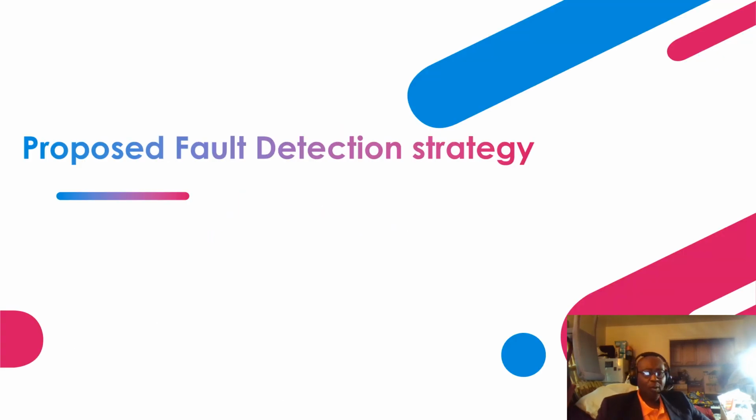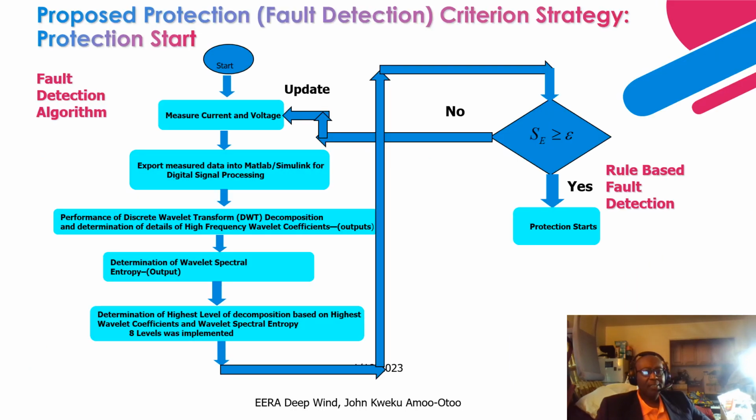Next is the proposal for the detection strategy. The next slide is a flowchart that tells you when fault detection starts and when my protection also starts. I start by continuously measuring my current and my voltage. I export it into MATLAB and Simulink for digital signal processing, where I perform discrete wavelet transform decomposition to determine the details of the high frequency wavelet coefficients as an output. Then from there, I determine the entropy.